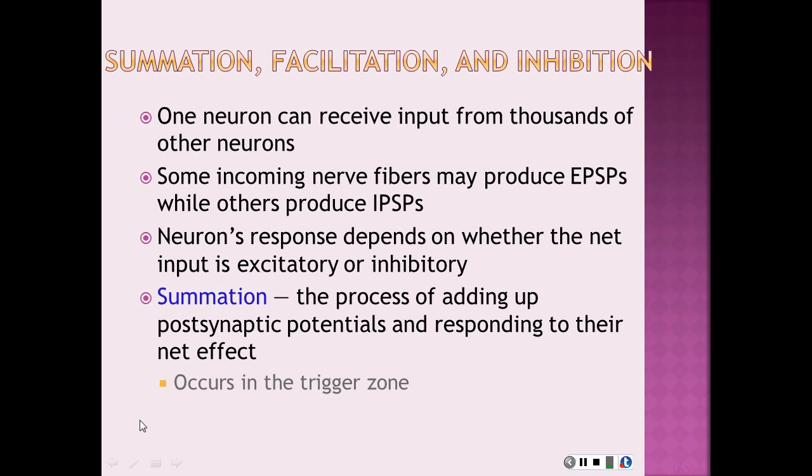Now one neuron can receive input from thousands of other neurons. Some incoming nerve fibers may produce EPSPs, while others may produce IPSPs. A neuron's response depends on whether the net input is excitatory or inhibitory. Summation is the process of adding up postsynaptic potentials and responding to their net effect, and it occurs in the trigger zone. Hopefully you remember where the trigger zone is. It occurs in the axon hillock.